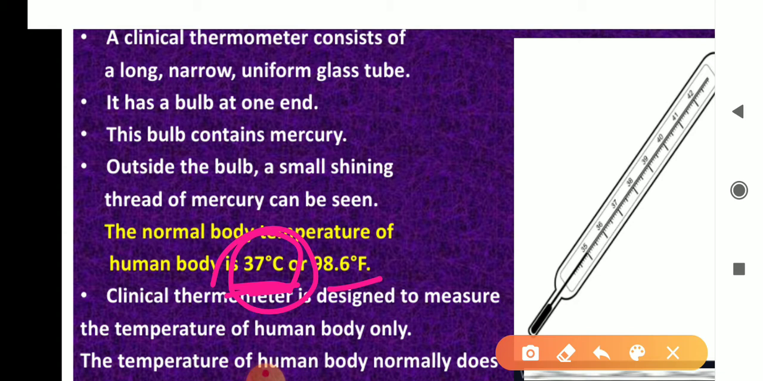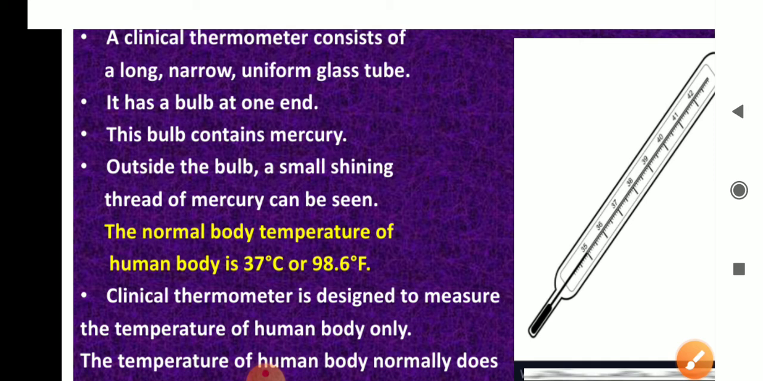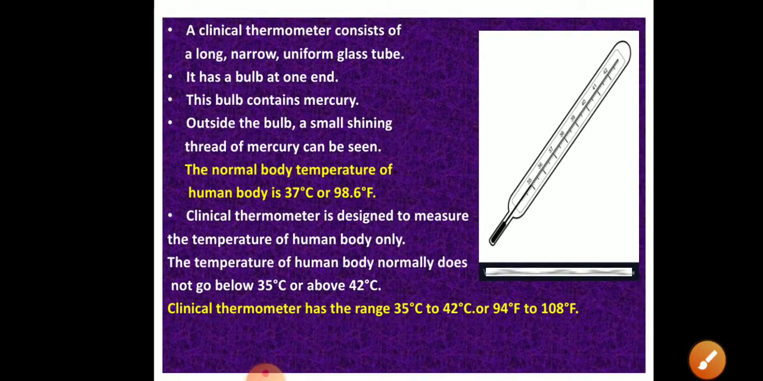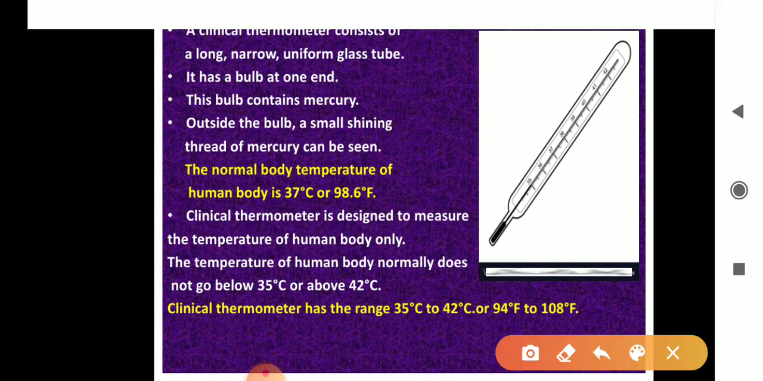Now if the temperature rises above it, then we use the term fever for it. It is a symptom. It shows that your body is not well, your body is not in the condition of ease, and something is going wrong inside you. Okay. Now next, the clinical thermometer is designed to measure the temperature of the human body only. Now, what is the range of this clinical thermometer? It is 35 degree.